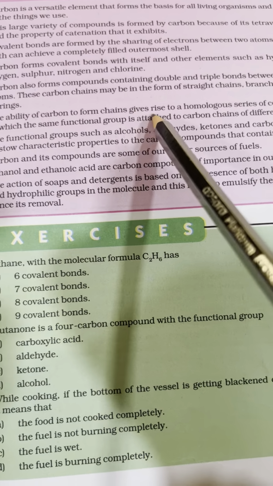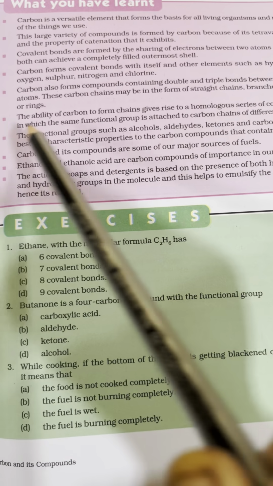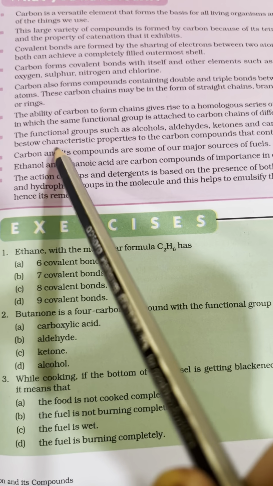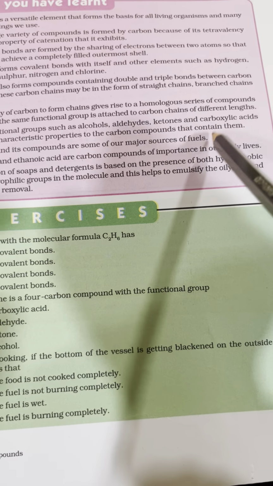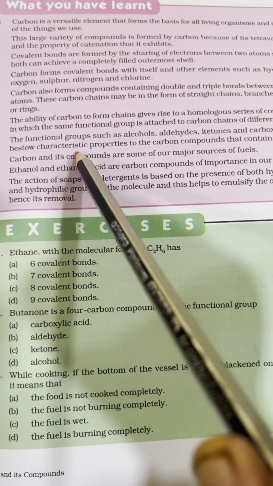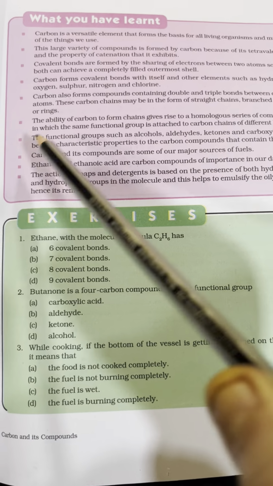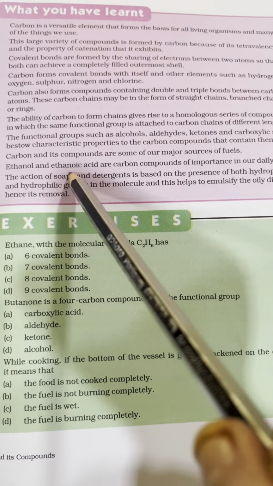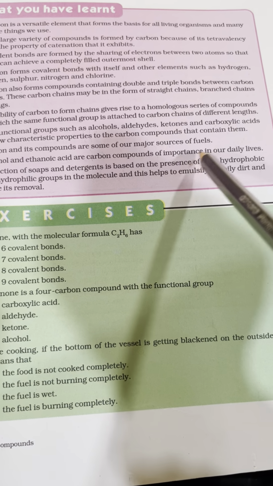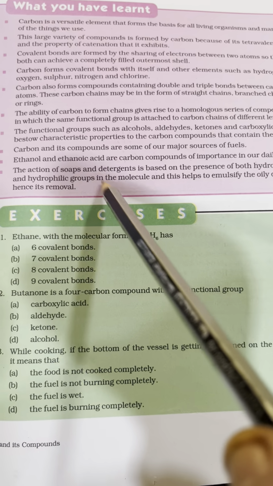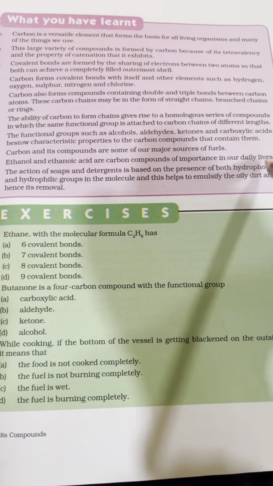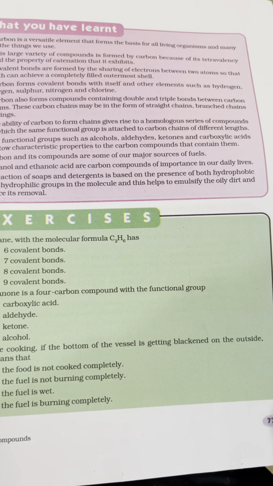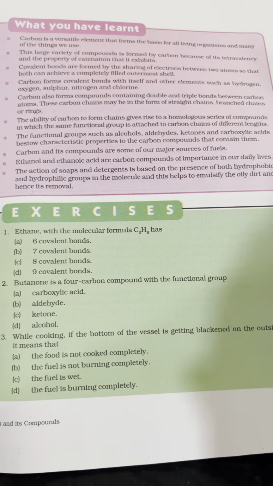The ability of carbon to form chains gives rise to homologous series of compounds in which the same functional group is attached to carbon chains of different lengths. The functional groups such as alcohols, aldehydes, ketones, and carboxylic acids bestow characteristic properties to the carbon compounds that contain them. Carbon and its compounds are some of our major sources of fuels. Ethanol and ethanoic acid are carbon compounds of importance in our daily lives. The action of soap and detergent is based on the presence of both hydrophilic and hydrophobic groups in the molecule, and this helps to emulsify the oily dirt and hence its removal.